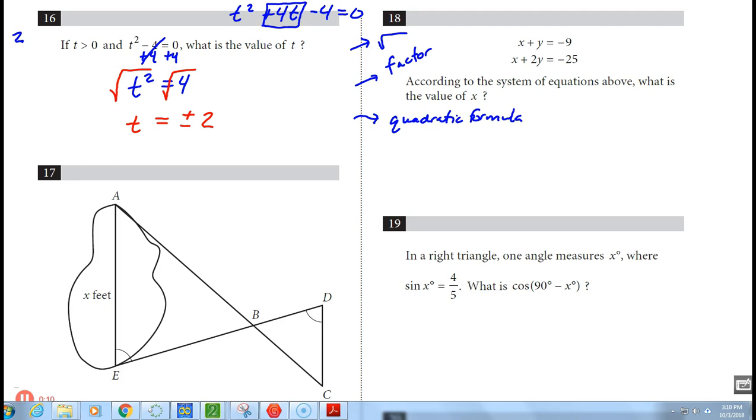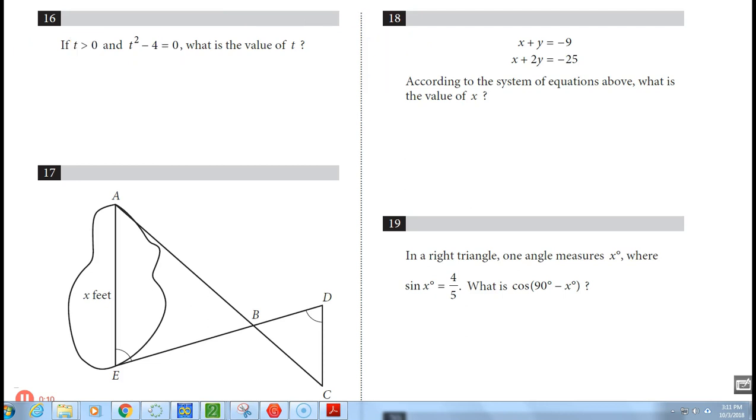And the reason for that is because negative 2 times itself is 4, and positive 2 times itself is 4. Now the only thing was, it said if t is greater than 0. So I know t must be larger than 0. So that wipes out the negative answer. So it looks like t equals 2 is a solution.